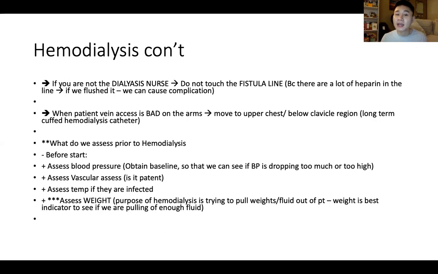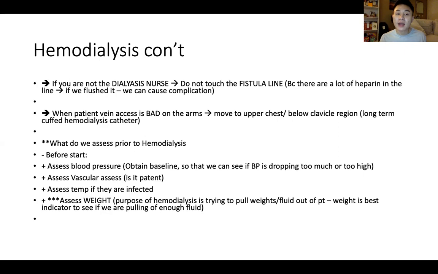When the patient's vein access is bad on the arms, we move to the upper chest or below the clavicle region, or we can use a long-term cuffed hemodialysis catheter. Okay? I don't think you need to know that. What do we assess prior to hemodialysis? This is what you need to know.